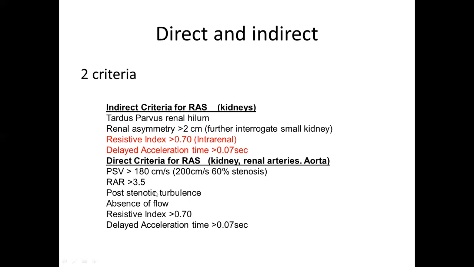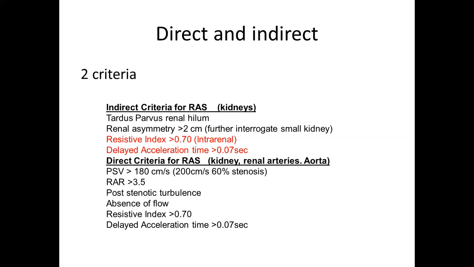Then we also look at post-stenotic turbulence in the renal arteries, which can be seen using even color Doppler evaluation by the aliasing and the mixing of colors within the renal vessels. And it can be seen on the waveform itself in the form of a tardus-parvus waveform. We also look at the absence of flow, both in the kidney or in the renal arteries.